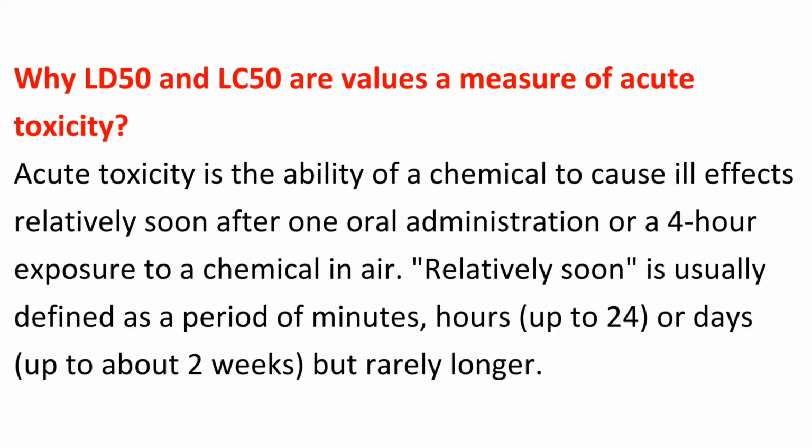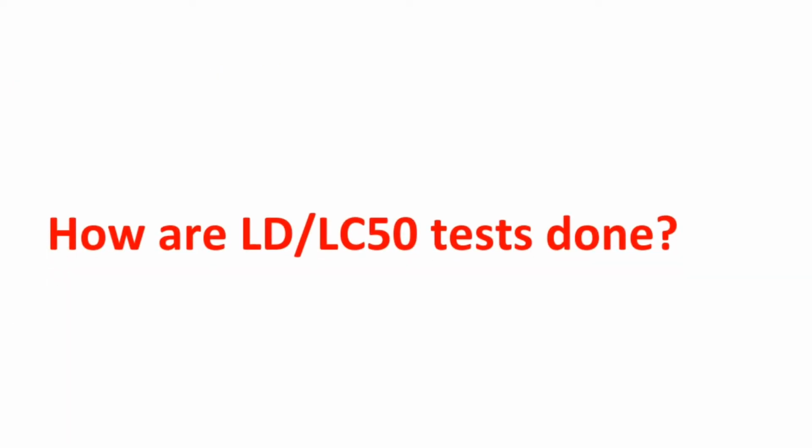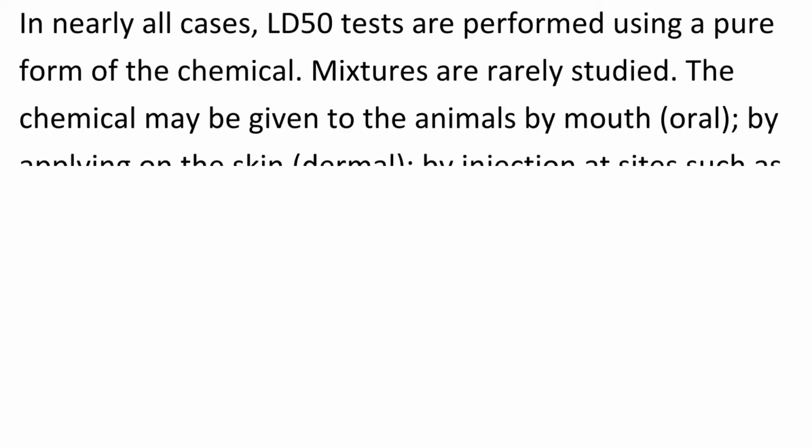Why are LD50 and LC50 values a measure of acute toxicity? Acute toxicity is the ability of a chemical to cause ill effects relatively soon after one oral administration or a 4-hour exposure to a chemical in air. Relatively soon is usually defined as a period of minutes, hours, up to 24, or days, up to about 2 weeks, but rarely longer. How are LD-LC50 tests done?